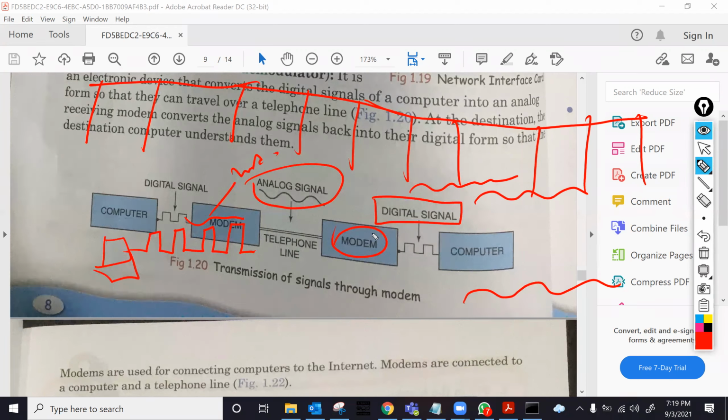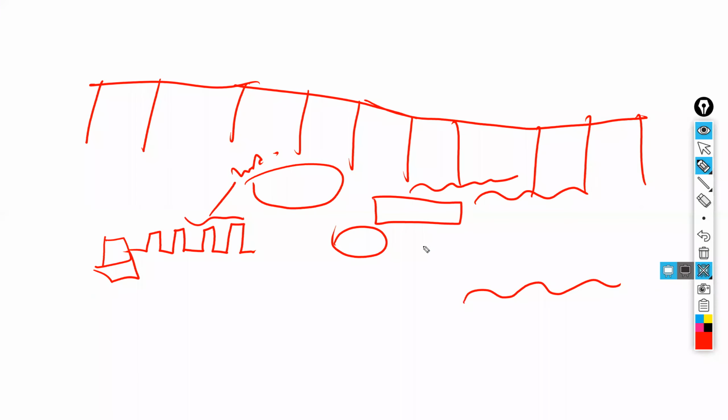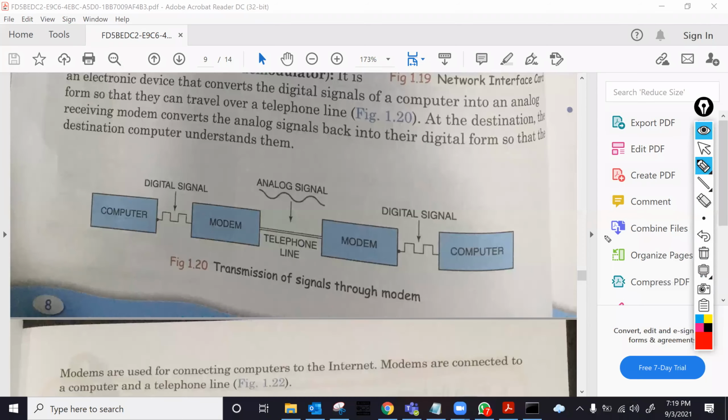Because after you go somewhere, this has to be converted back to digital. Say that we will pass computer A's data to computer B. We say that this is Colombo, and this is Kandy.